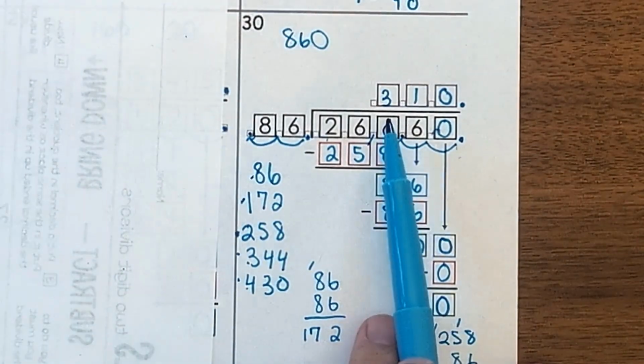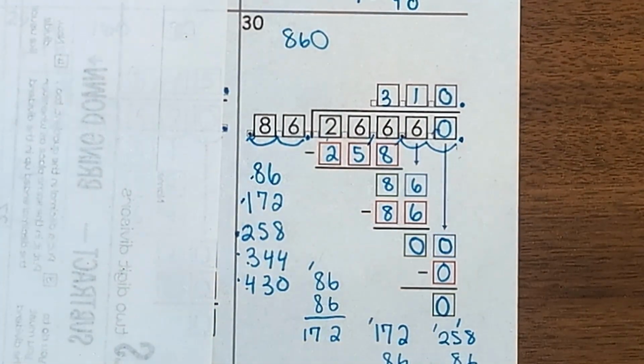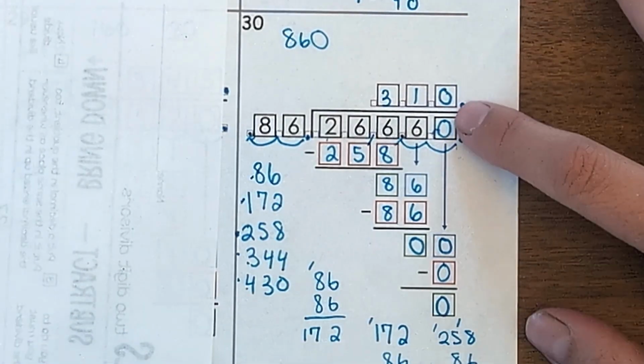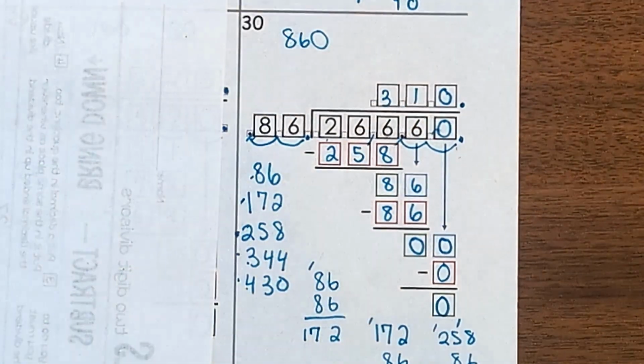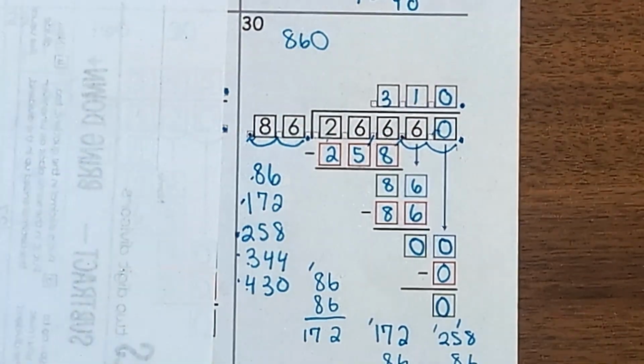So our quotient here is 310. It's a whole number, so with or without the decimal point on this one, it's just fine. But it's always good practice to check for it. And our answer there is 310.